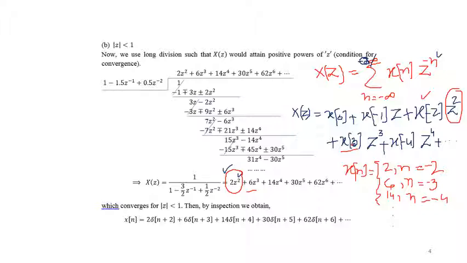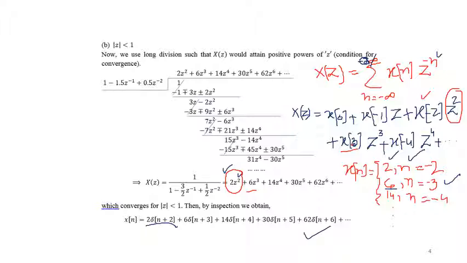Like we expressed in the previous slide, the signal in terms of scaled and shifted impulses: this one is shifted by 2 units with a scaling factor of 2, so I can write 2 impulse of n plus 2. Then this one is scaled by a factor of 6 and shifted by 3 units to the left, so I write 6 impulse of n plus 3, and so on. I hope this gives you an idea. That's quite straightforward.